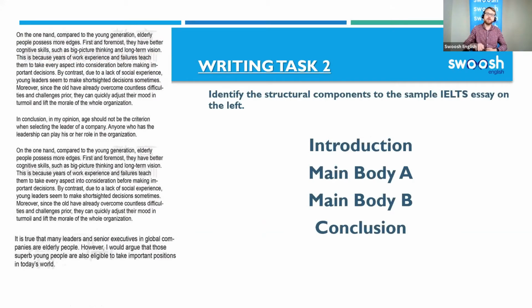4 sections is what you should write for an IELTS essay: an introduction, a main body A, a main body B, and a conclusion. But what do these look like? Let's quickly assess your knowledge of IELTS essay structure. We have 4 different sections of an essay here. Let's name them 1, 2, 3, and 4. Let's match the heading to the body.